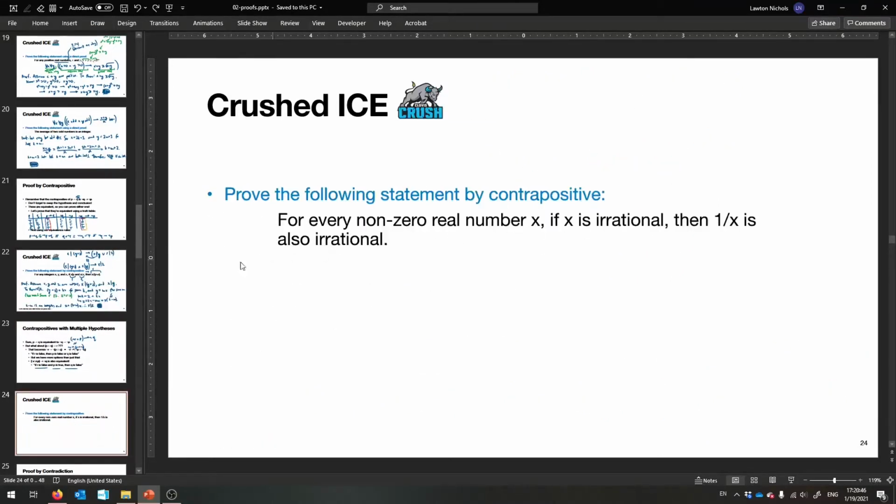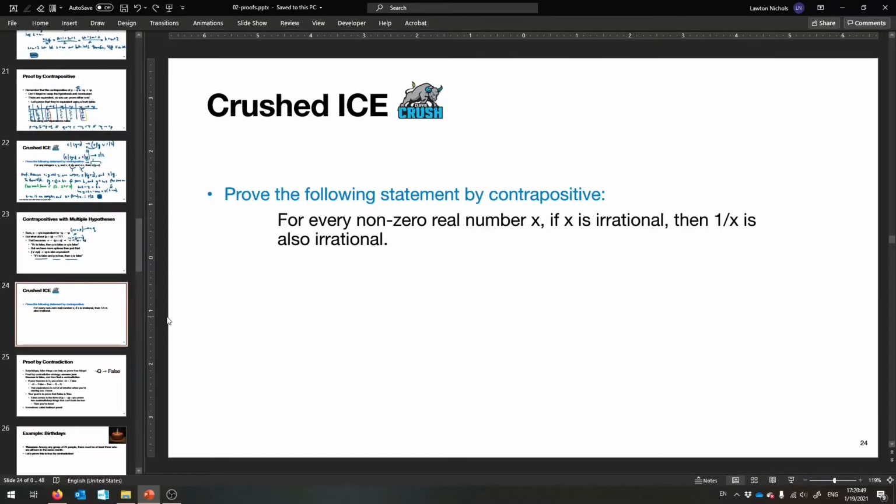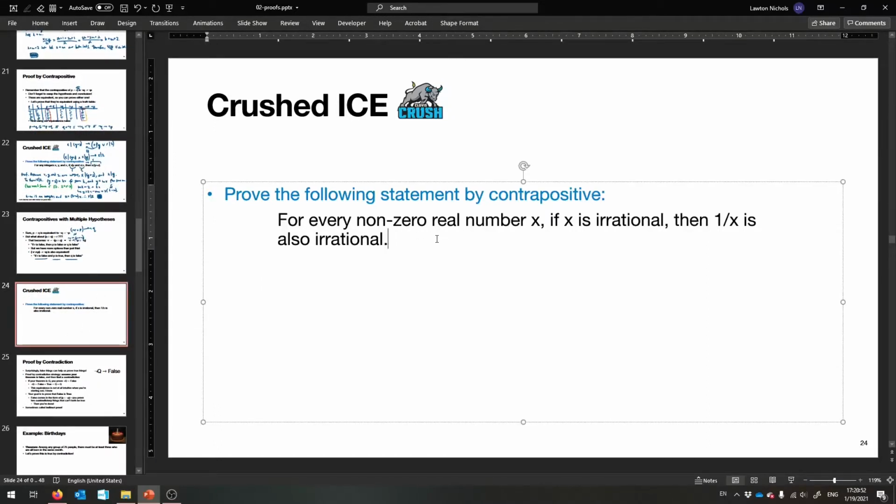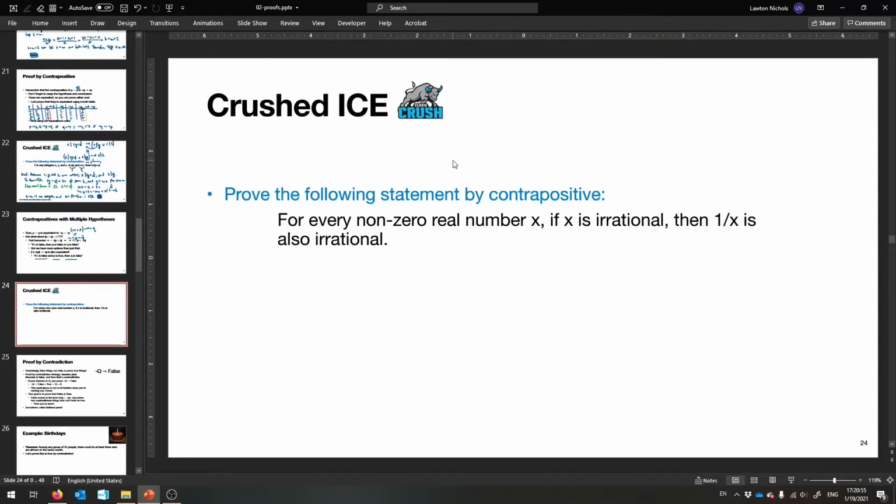We will move on now. Okay, so I have one more before we go to a different style of proof. So give this a shot. Prove the following statement by contrapositive, and then we'll come back and try it together. For every non-zero real number x, if x is irrational, then 1 over x is also irrational. So assume the negation of this, prove the negation of that. Yeah? So here's the if, here's my p, here's my q. Let's negate this.